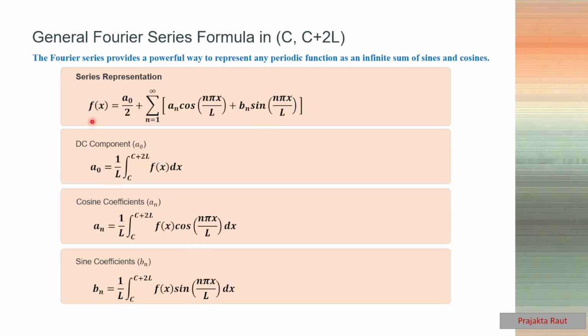So for a given function, first we need to find these coefficients a0, an, bn by using these integration formulae and then substitute the values of a0, an and bn in this Fourier series. That will give us the representation of the function in terms of sines and cosines. So these are the formulae of the Fourier series when the interval is c comma c plus 2L. This is the generalized interval.